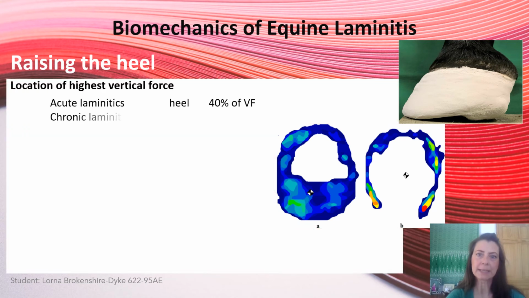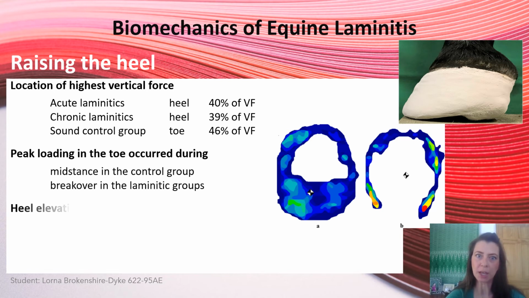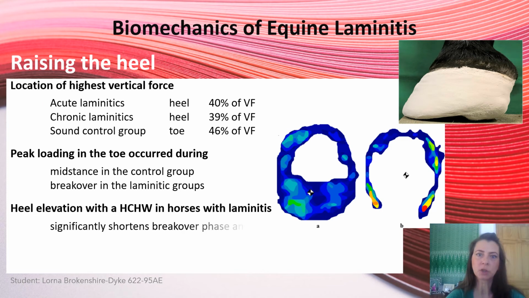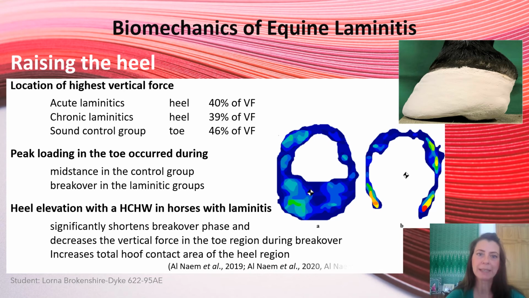A relatively recent kinetic study from 2019, but which has only just been published in the EVJ in May this year, demonstrated that in both acute and chronic laminitic horses, the vertical force, VF, in the heel region was significantly higher than the toe and middle hoof regions, whereas in sound horses, the vertical force was highest in the toe region. The same study group went on to investigate the effect of heel elevation on breakover phase in horses with laminitis. They found that the breakover phase in laminitic horses with a hoof cast with heel wedge was significantly shorter than those in a barefoot condition.